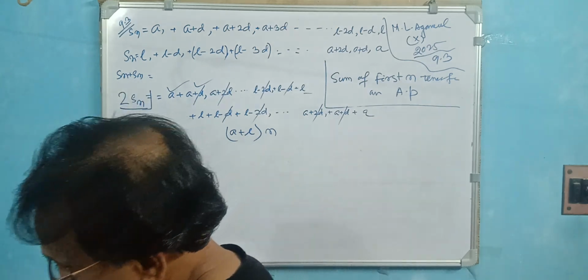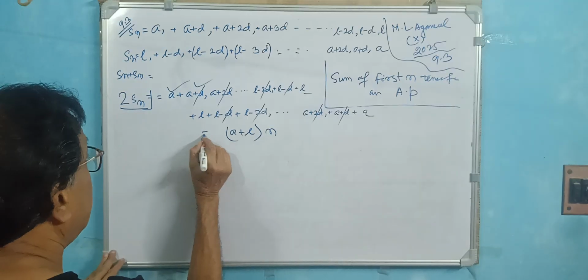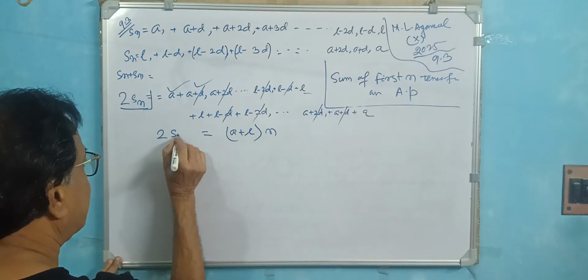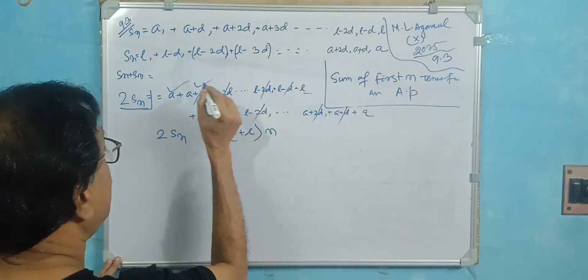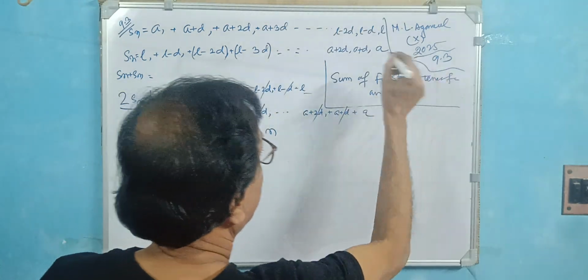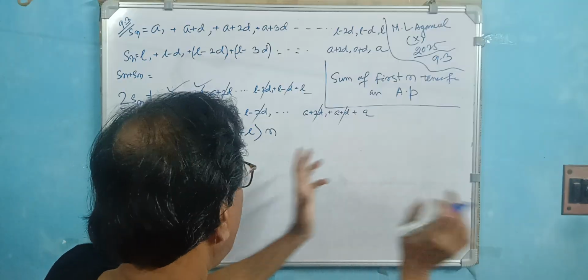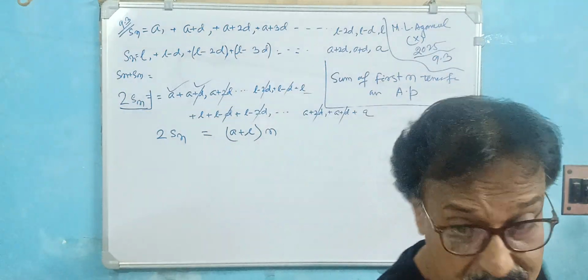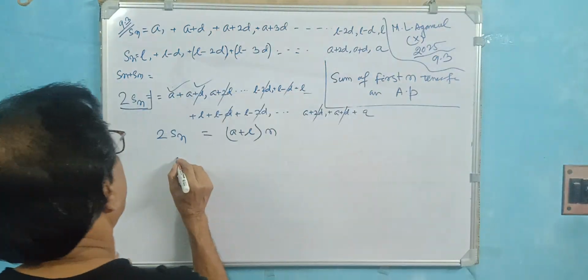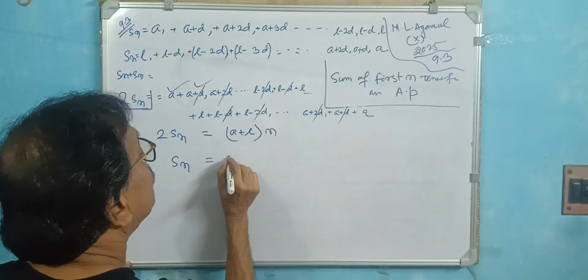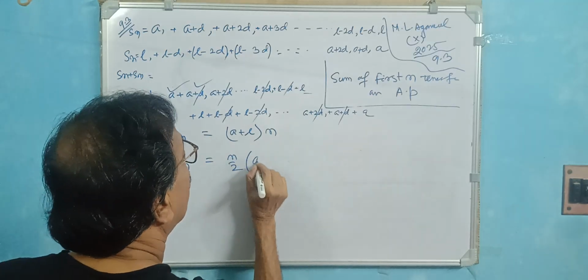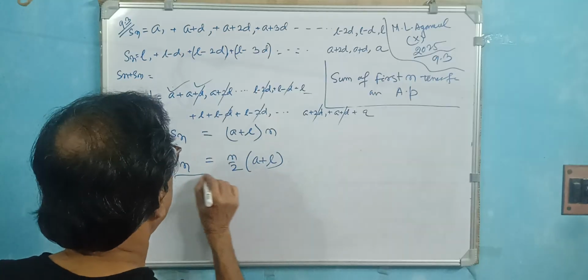So n times you get, that means you get 2Sn equal to n times A plus L. Now what is Sn? Sn is equal to n by 2 times A plus L. That is the ultimate formula.